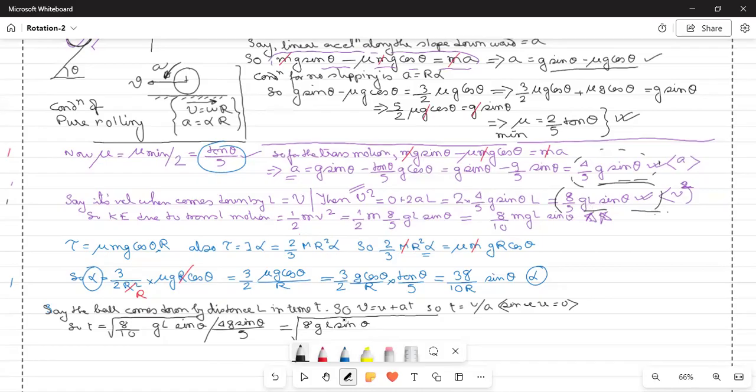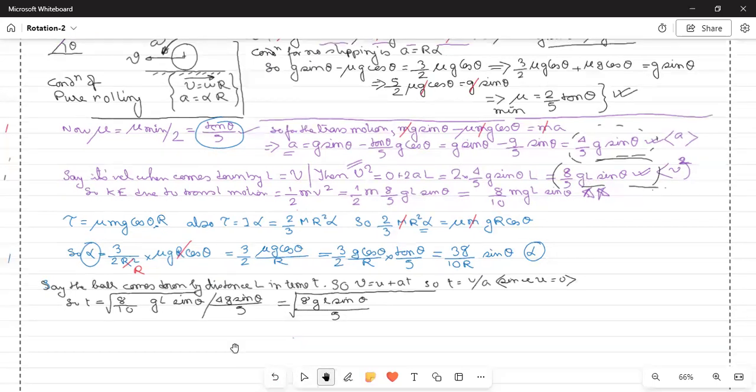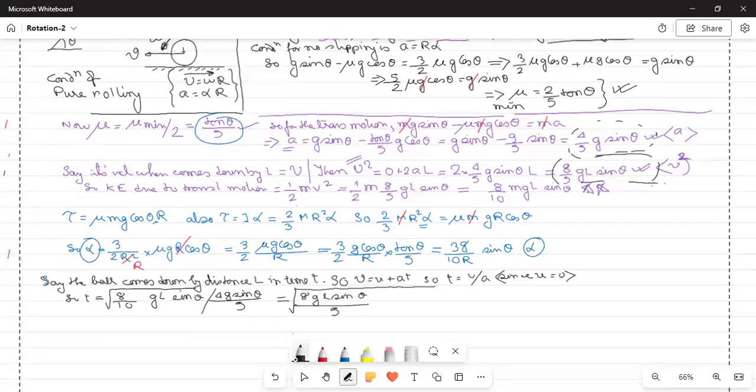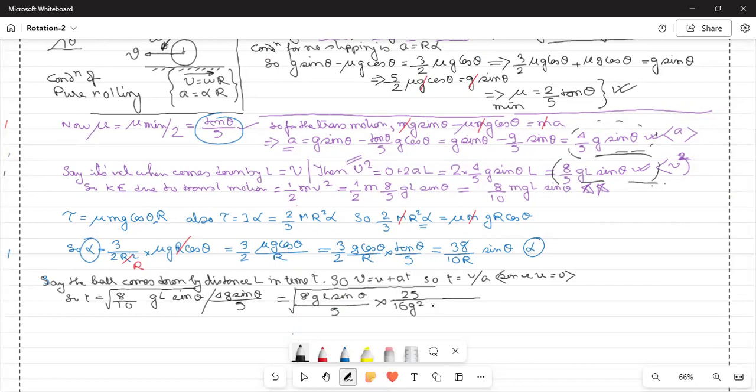8GL sine theta divided by 5, multiplied by... we have to make a squaring of this to bring it under the square root symbol. So on the numerator comes 25 and in the denominator we have 16g square sine square theta. The whole thing is under root.